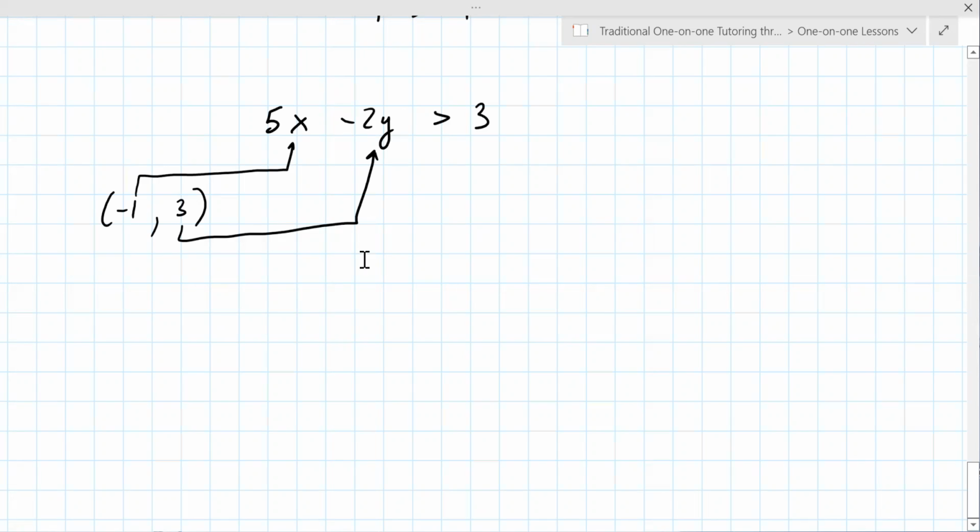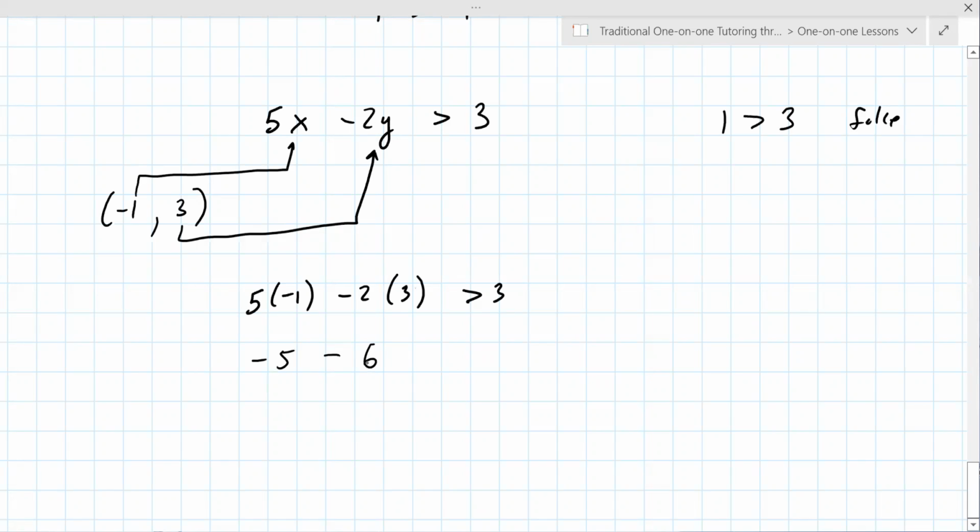One greater than 3. So is this true or false? Is 1 greater than 3? False. This is false. Okay, so let's take a look at your numbers here. 5 times -1 minus 2 times 3. Okay, what is 5 times -1? 5 times -1 is -5. What is 2 times 3? 2 times 3 is 6.